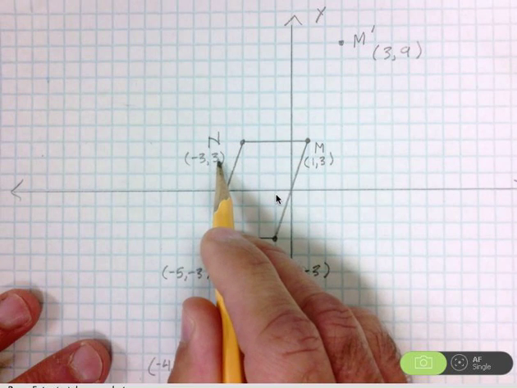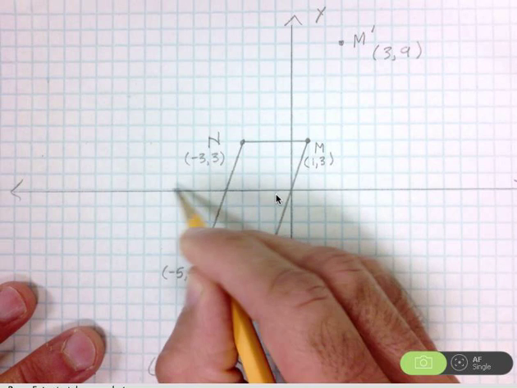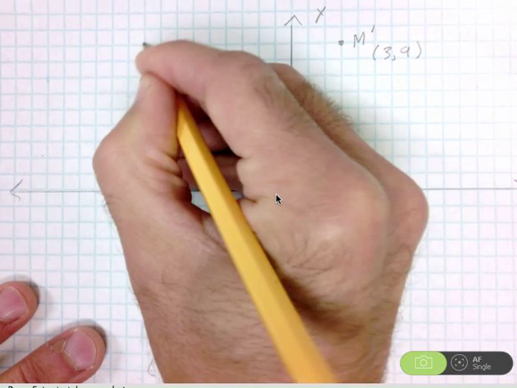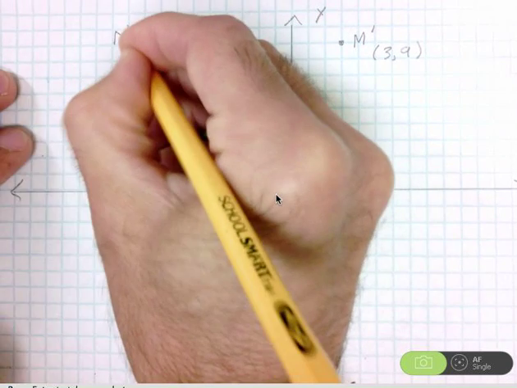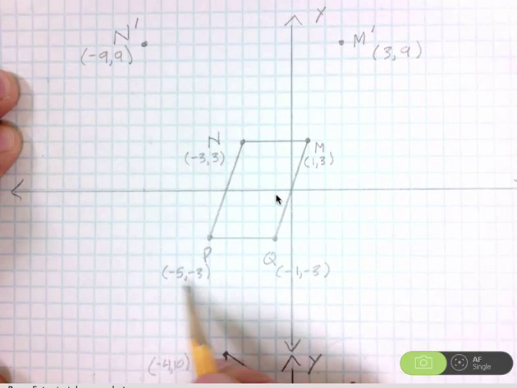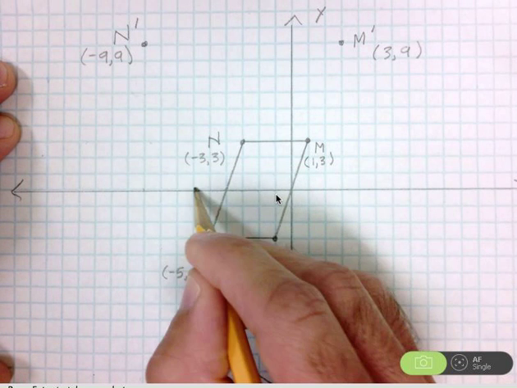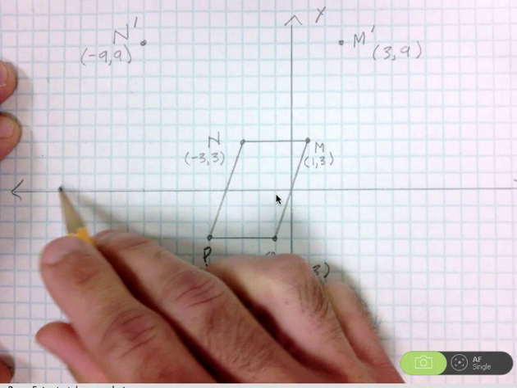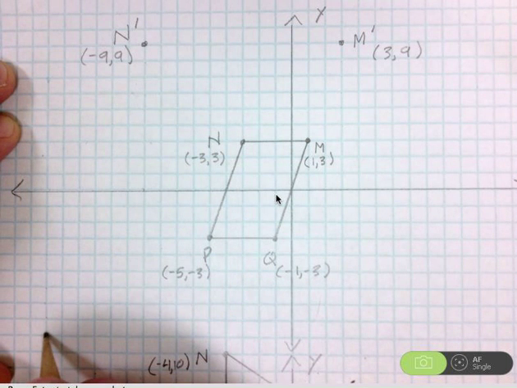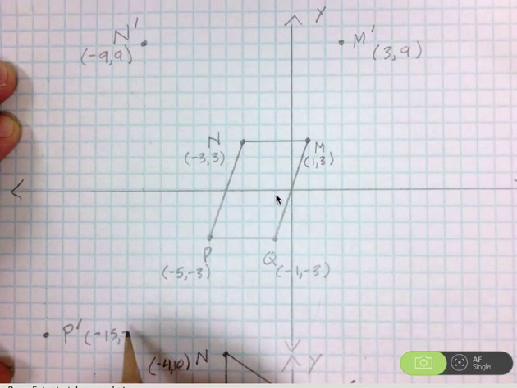Negative 3, 3. If I multiply both of those by 3, I get negative 9, 9. There's negative 9. There we go. So there's the location of N prime at negative 9, 9. So negative 5, 3 is going to become negative 15, negative 9. 11, 12, 13, 14, negative 15. Negative 9. There we go. That's P prime at negative 15, negative 9.